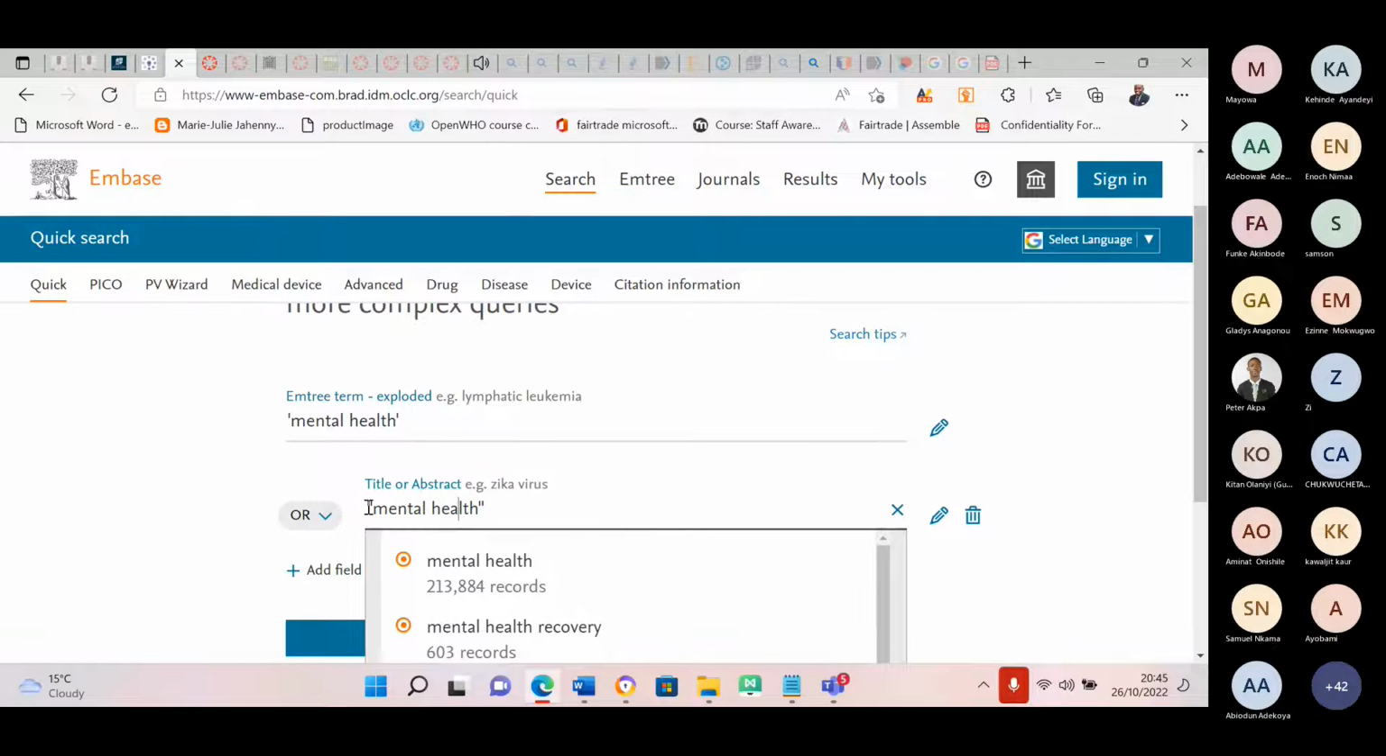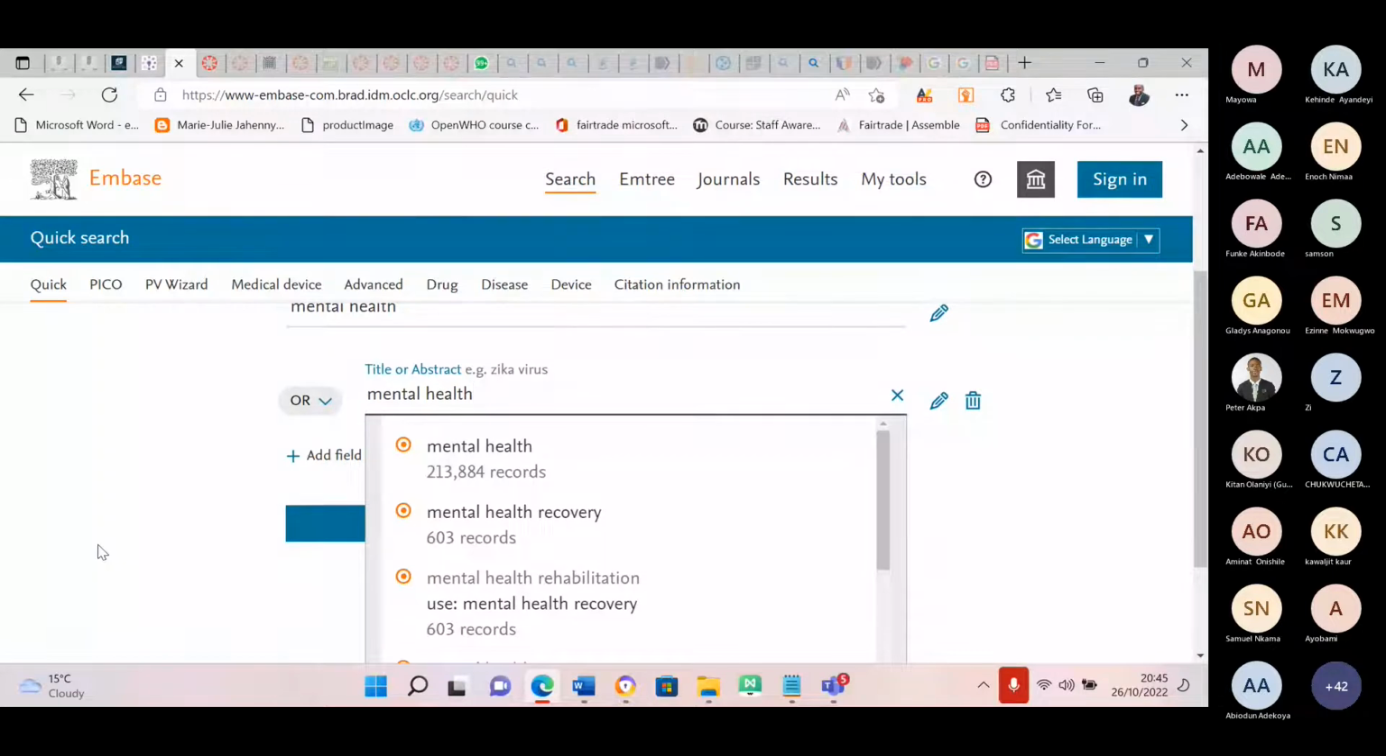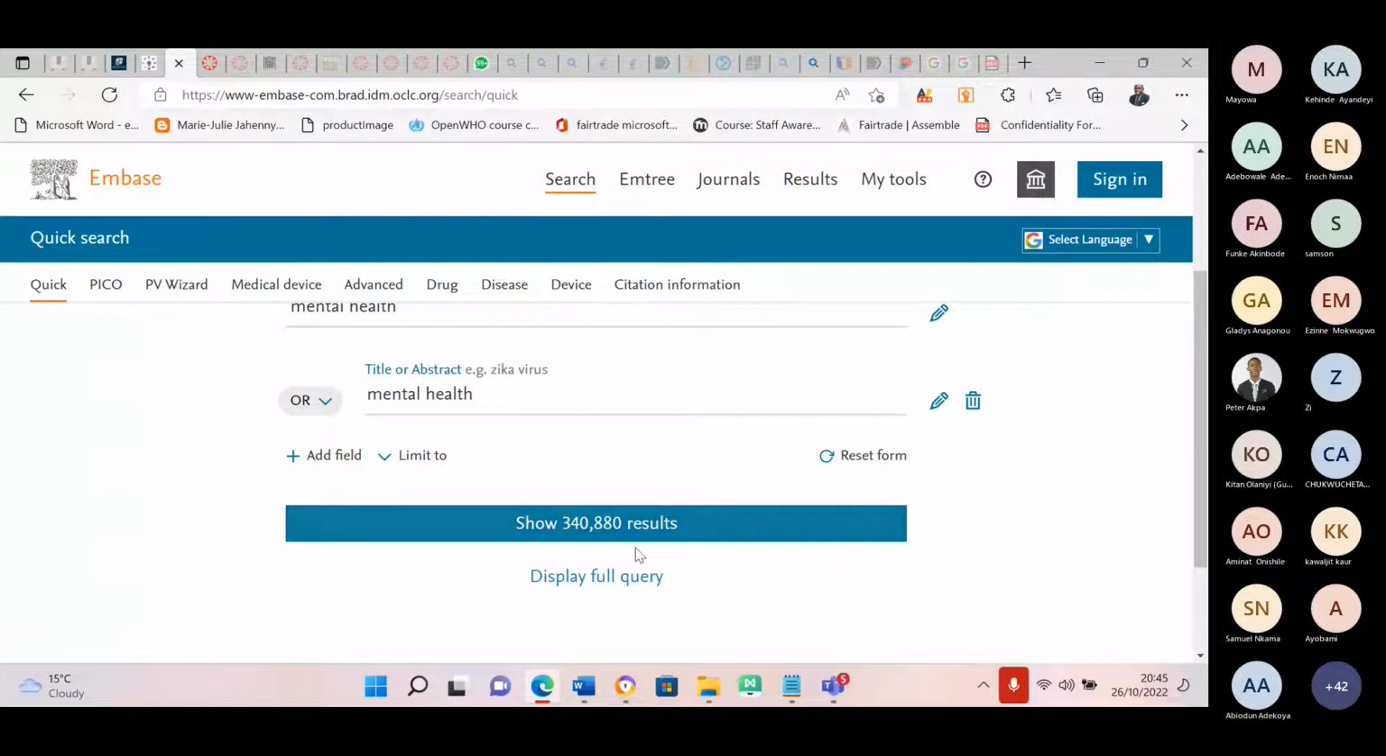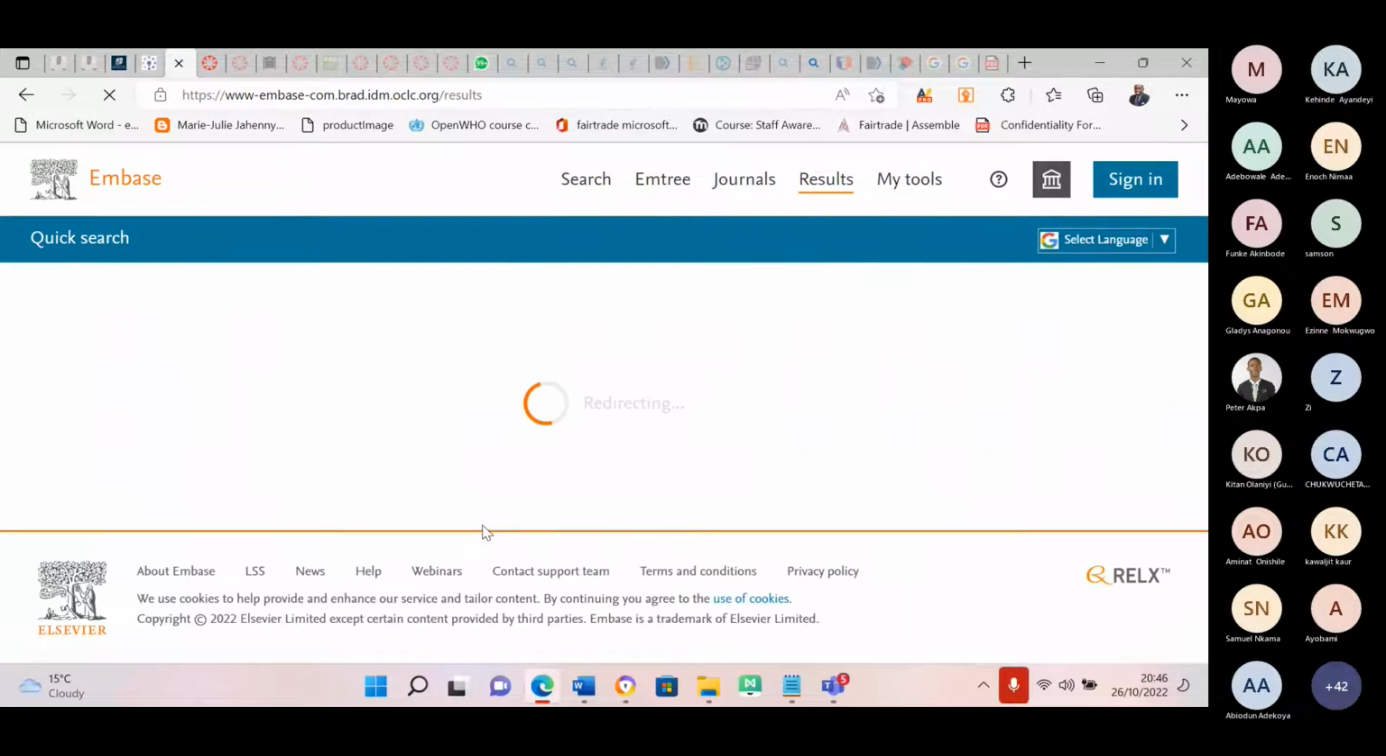But if I put this quotation mark here, it means that the two words must be together before the database will get it. But because I'm doing a broad search, I don't need it. So just give me anything, both mental or health only, still a broad one. So I've done this. This is the second one. Now I'll click on all. I'm trying to expand. Okay, so I've done the second one.